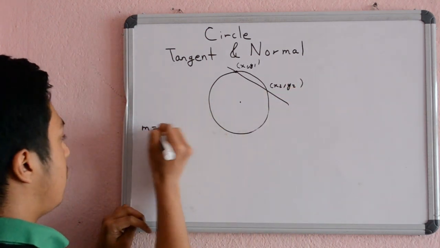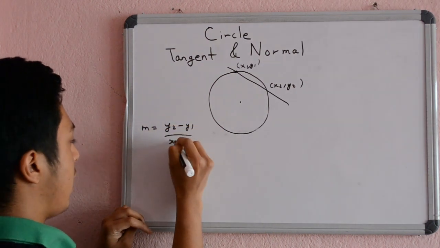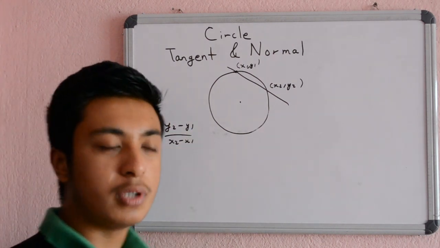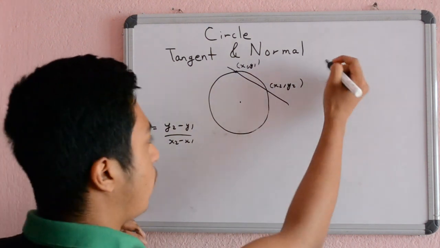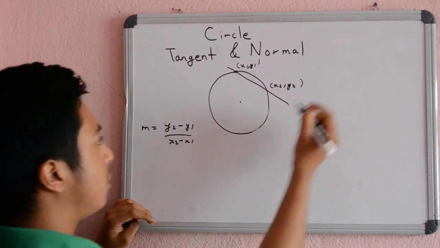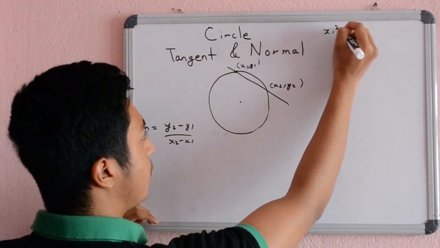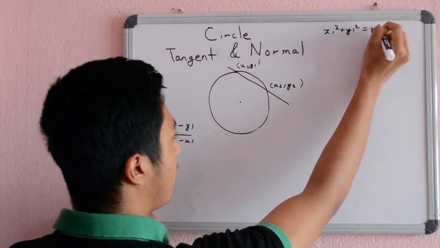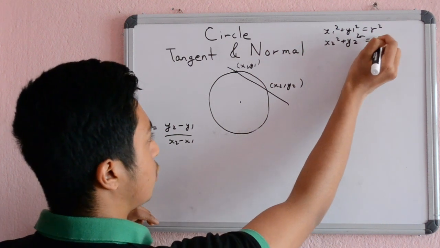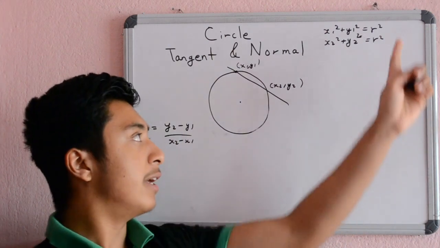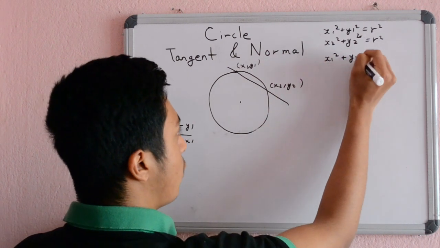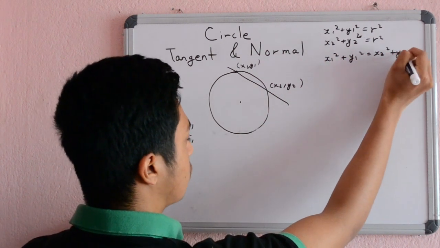Here we know the slope will be y2 minus y1 over x2 minus x1. So we just have to figure out what this equals to. Now you don't really want to go to the equation of the circle and find that y2 is root of r squared minus x2 squared. So let's move on to the equation of the circle. For x1 it will be x1 squared plus y1 squared equals r squared, and for this it will be x2 squared plus y2 squared equals r squared. As you can see, they are both equal to the radius squared, so let's equate them. x1 squared plus y1 squared equals x2 squared plus y2 squared.